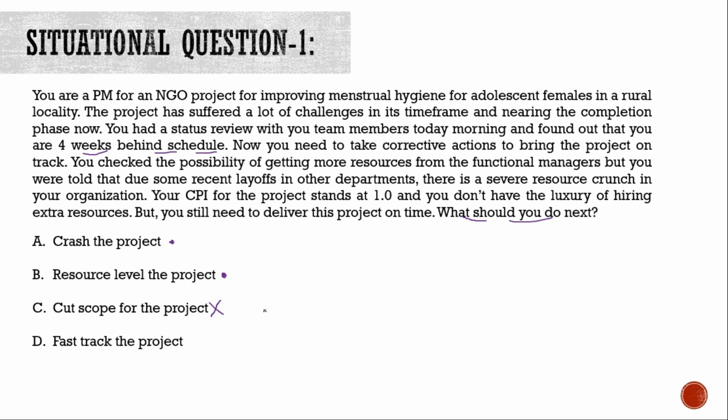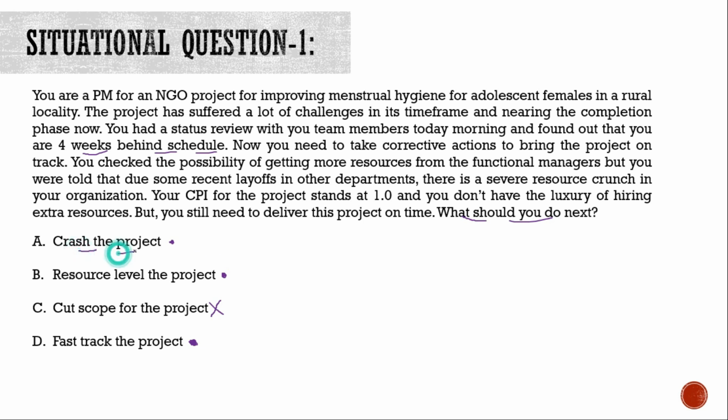Moving on to option number D, fast tracking the project. Okay, we will hold this option as well. So maybe fast tracking the project can be a right option, because once you fast track the project, you actually are using schedule compression technique to get the project back in schedule. Now we are left with option A, B and D. Now let's go back to option A, crashing the project.